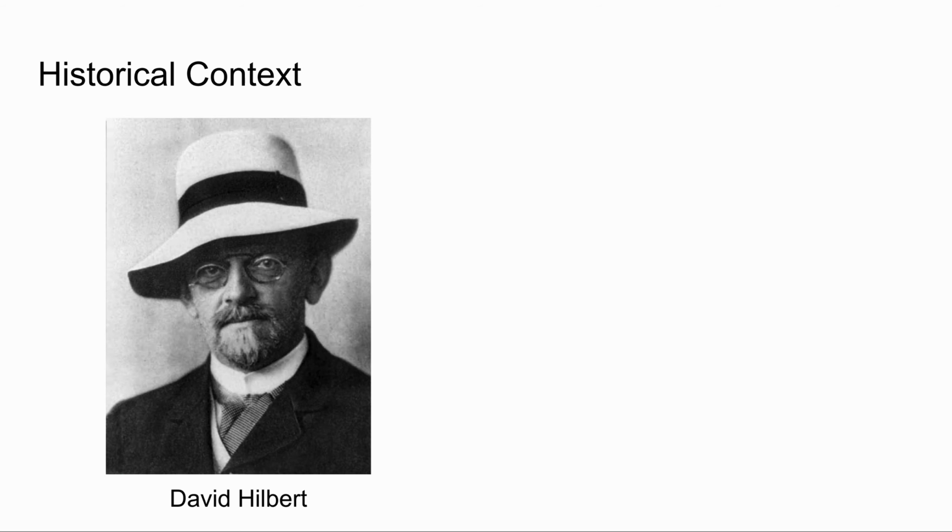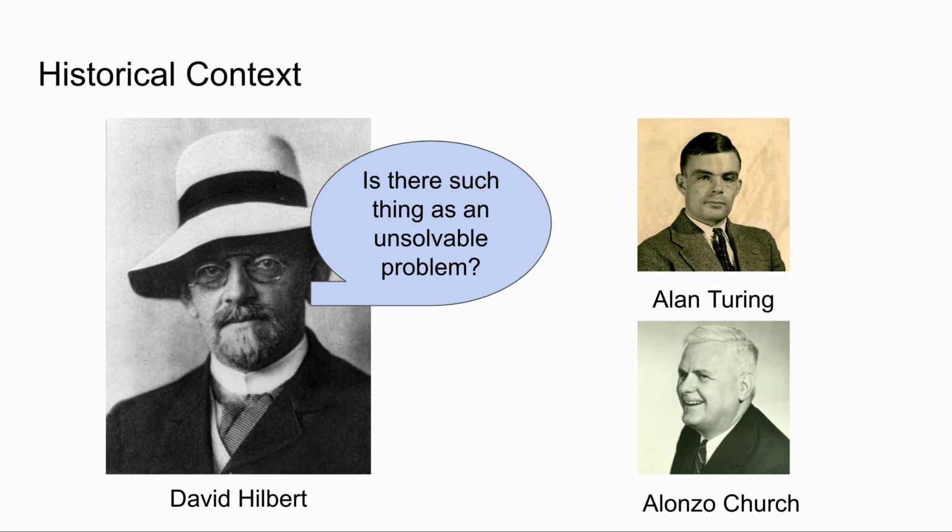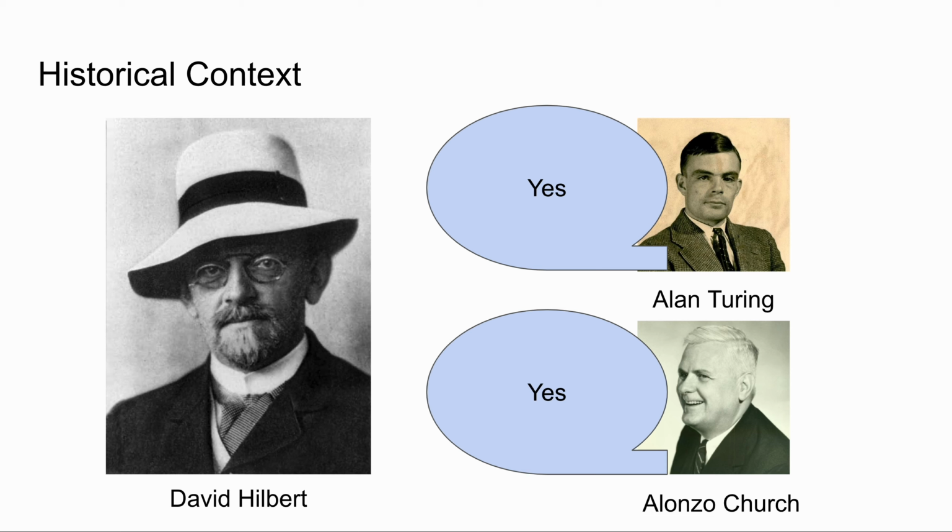In 1928, mathematician David Hilbert posed a question known as the Entscheidungsproblem, which basically asked, is there such thing as an unsolvable problem? Hilbert thought no, but then in 1936, these two computer scientists, Alan Turing and Alonzo Church, independently proved that yes, there is such thing as an unsolvable problem. How did they do this?